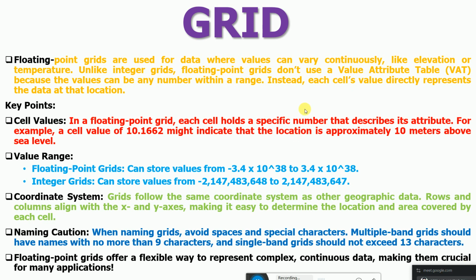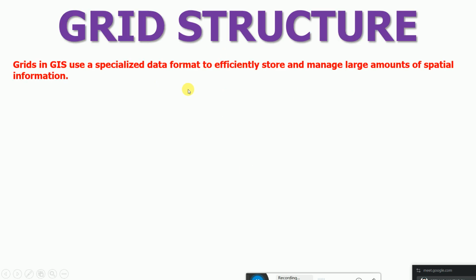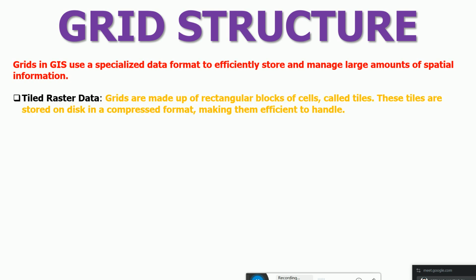Floating point grids offer a flexible way to represent complex continuous data, making them crucial for many applications. So, grid structure. Grids in GIS use a specialized data format to efficiently store and manage large amounts of spatial information. Tiled raster data: grids are made up of rectangular blocks of cells called tiles.